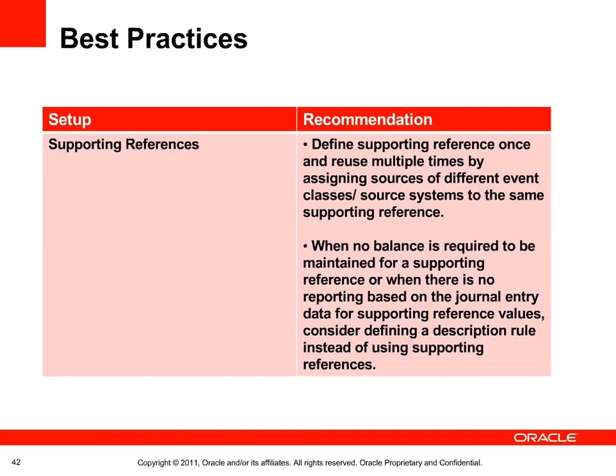If there is no balance to be maintained for a supporting reference and no slicing and dicing is needed for reports on supporting references, consider using a journal entry header or line description instead of the supporting reference feature. This is recommended for accounting engine performance considerations. Using supporting references instead of descriptions will impact the performance.